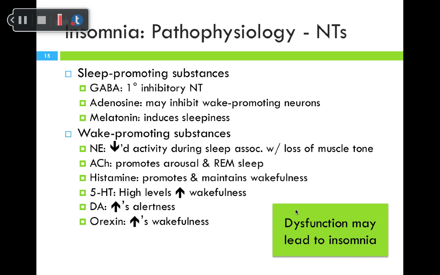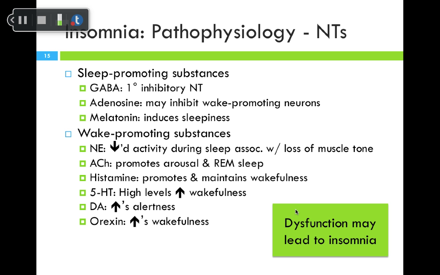So what is going on? While we may not have a clear understanding of where it comes from, we have some idea of some of the neurotransmitters that are at play. And the NT stands for neurotransmitters. So we have sleep-promoting substances in the brain, and we have wake-promoting substances in the brain. Of the sleep-promoting substances, we have GABA, adenosine, and melatonin. So GABA is our primary inhibitory neurotransmitter. So what that means is when we say that it inhibits things, it slows everything down.